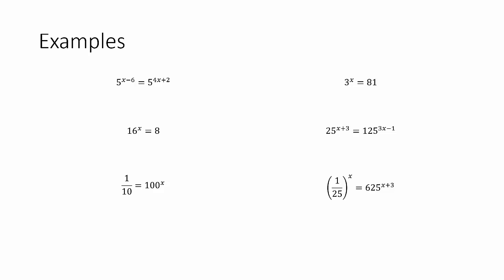Remember, our general strategy with exponential equations is going to be to get the same base, because then the exponents must also be the same. In this first example, 5 to the x minus 6 equals 5 to the 4x plus 2. We've already got the same base of 5. So that means these exponents must be the same. x minus 6 must equal 4x plus 2.